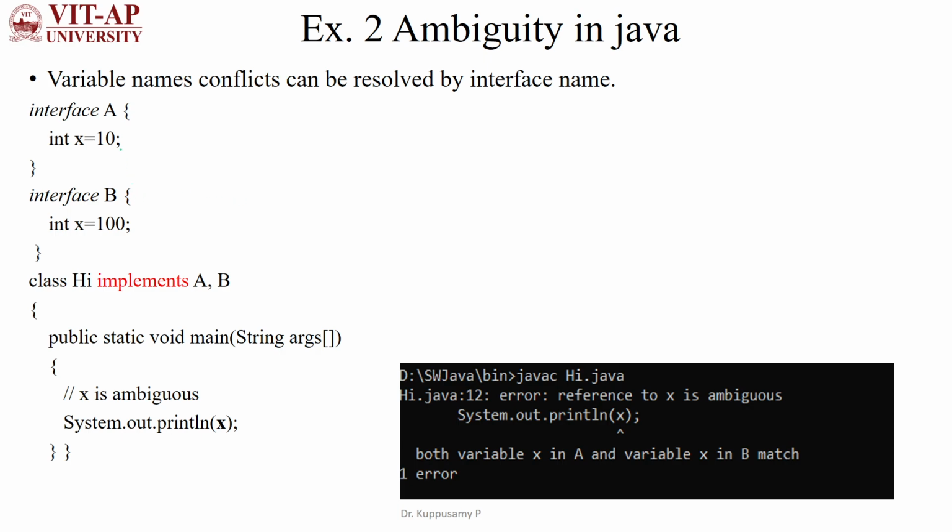Here again we are defining the variable x equal to 10 in interface A. Interface B has x equal to 100. Then class high implements both interfaces. Here we are trying to access the variable x, but x is ambiguous, so you get the error: reference to x is ambiguous, because both variable x in interface A and in interface B match.